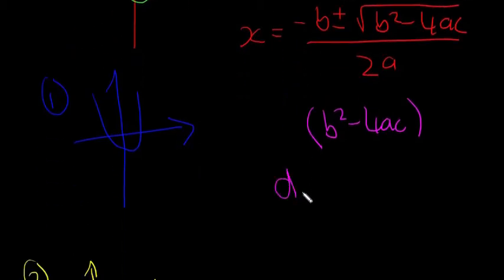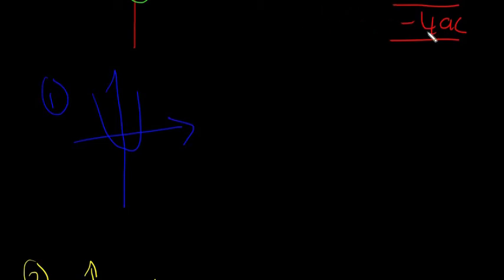The determinant, because it determines what the roots are going to be like. So whatever b squared minus 4ac works out as will determine what the roots are going to be like. Let me just erase this and I will show you what I mean.